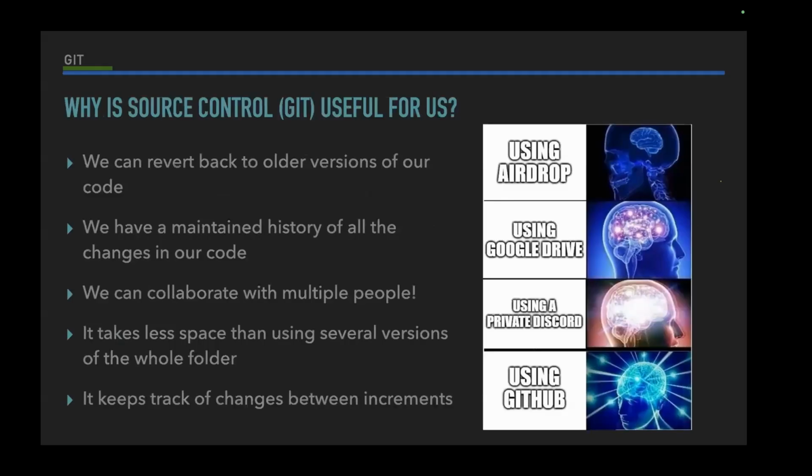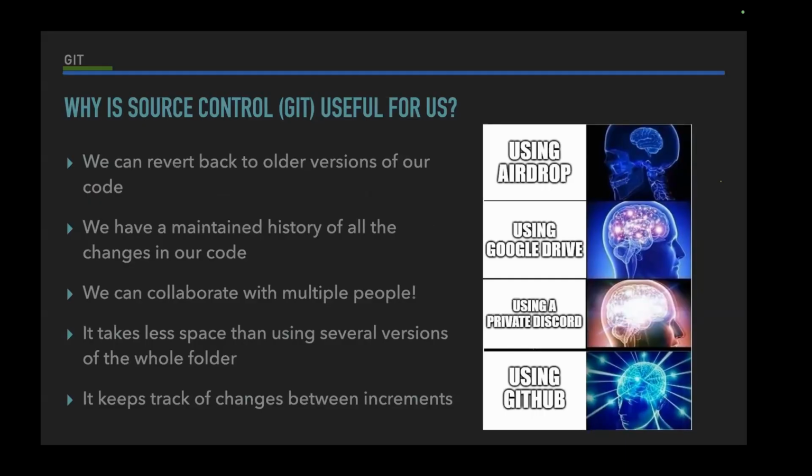And why is Git useful for us? Why not just make those versions of the folder? A few of the advantages are listed here. First of all, we can revert to any of our versions. We do not have to go and find which version we want to revert to. Then we have a maintained history of all the changes in our code, so it will guide you through what change you made when. Then you can collaborate with multiple people.